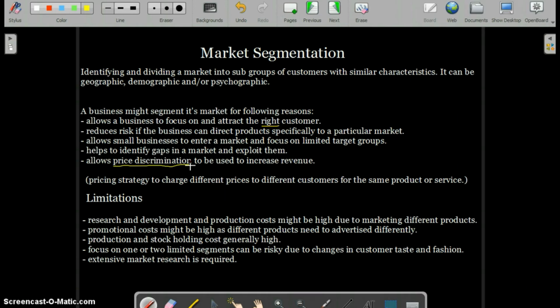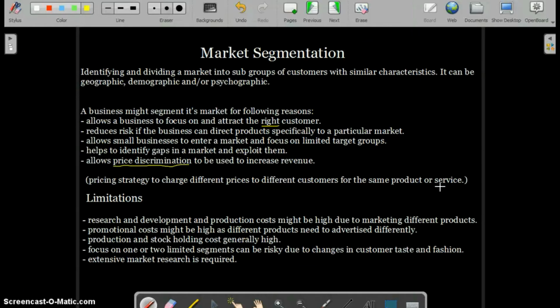But I'll just give a brief idea about price discrimination. It's a pricing strategy to charge different prices to different customers for the same product or service. So you are charging different prices to different customers, even though you are providing the same product or service to the whole customer base.